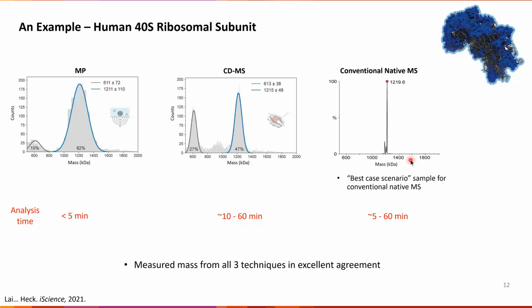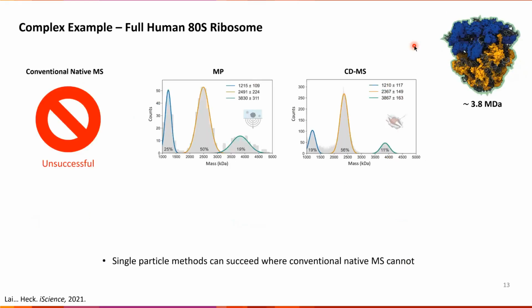But keeping that in mind, we next wanted to move to a more complex system. This really highlights the challenges with native mass spectrometry that I described previously. Here I show the data for the full human 80S ribosome, where with conventional native, you actually can't measure the mass of the ribosome well because of the high magnesium content that I described previously. The single particle techniques actually measure it quite well.